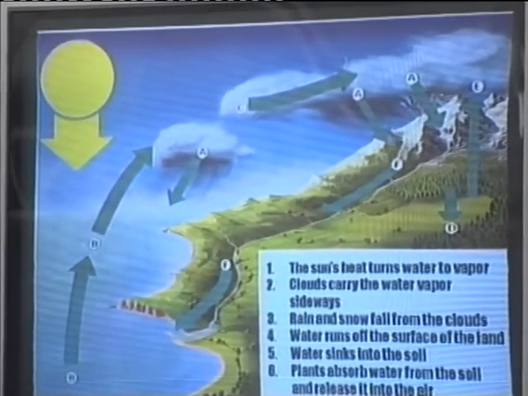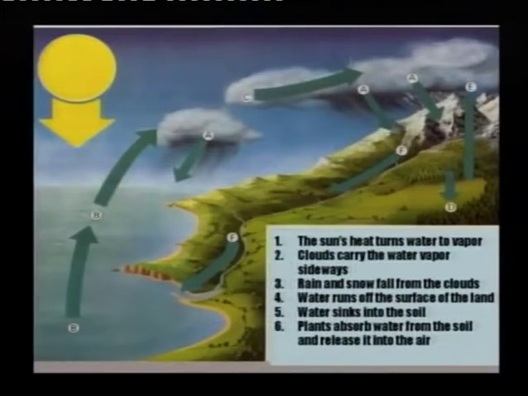Okay, number 1. Which letter do you think will go with number 1? Okay, we'll have someone to give us the answer. We start from the second row. So let's see. The sun's heat turns water to vapor. What letter would best go with number 1? B. Okay, we agree with him that it would have to be this one here, B. Okay. Number 2, clouds carry the water vapor sideways. Shelley.